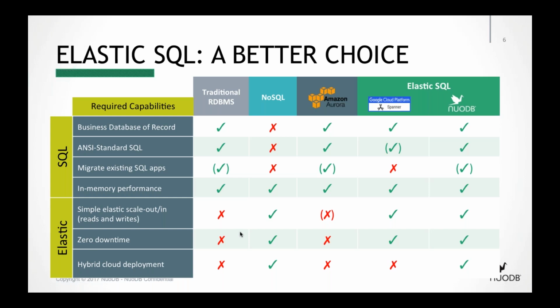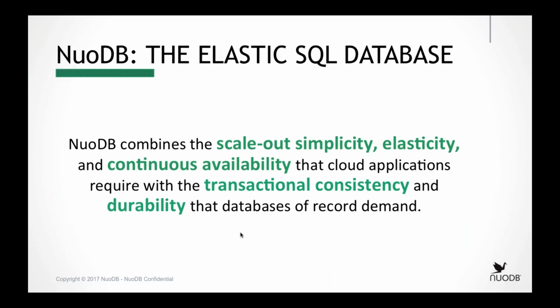Which brings us to NuoDB, which, as we can see from the chart, does very well in covering both the SQL semantic, ANSI standard, ACID compliant, in-memory database, easily allows existing SQL apps to run against NuoDB, and also provides the elastic capability, scaling out and scaling in, adapting an environment to its application workload. So as we define this Elastic SQL term, NuoDB really combines scale out simplicity, elasticity, and continuous availability that our cloud SQL applications require, but at the same time provides the SQL transactional consistency and durability that our databases of record demand.